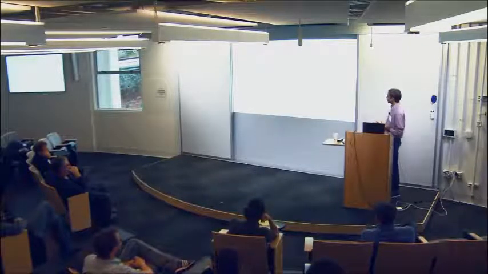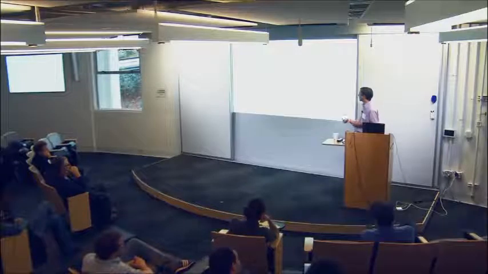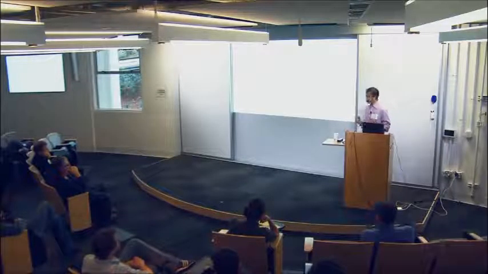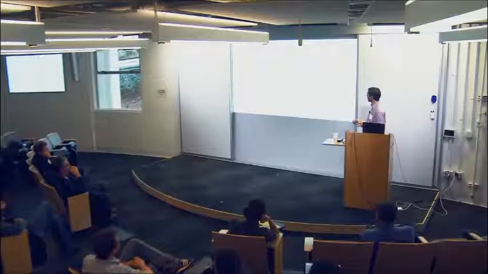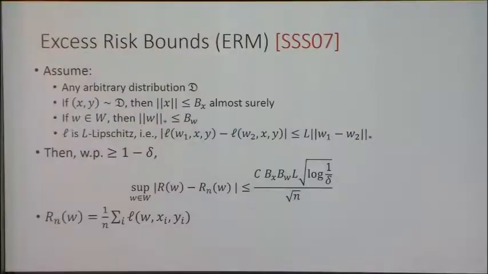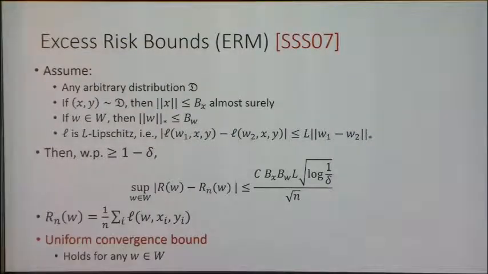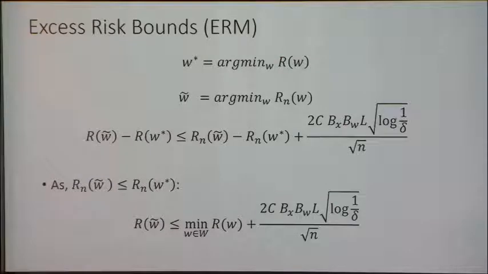So now this says that my empirical risk and population risk differ by something like 1 by root n only. And this is also called, in learning theory, a uniform convergence bound because it holds for every w in my hypothesis class. So now let's say I'm doing empirical risk minimization. I obtain W tilde by solving this proxy problem, whereas W star is the optimal thing that I can do.